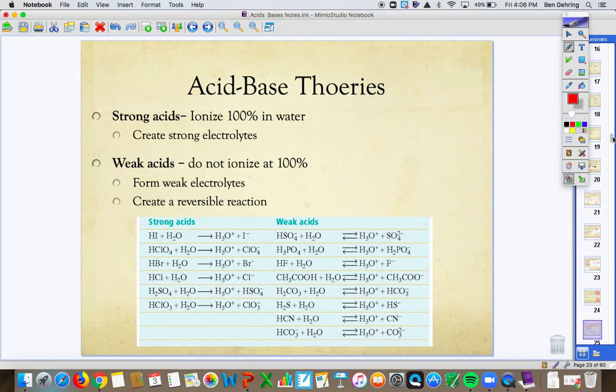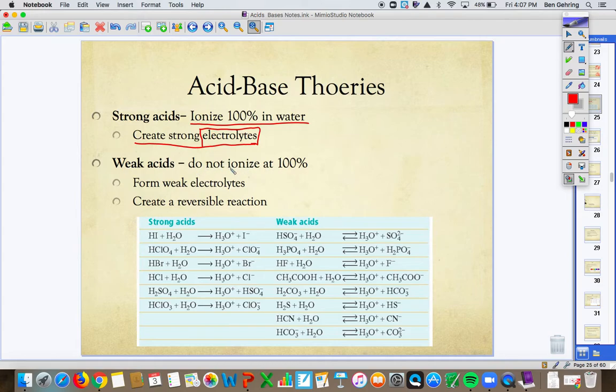So just a couple more things, then we'll be done for the day. But strong acids. We have strong acids, weak acids, strong bases and weak bases. Your strong acids ionize 100% in water, so they completely dissociate into their respective ions, and these create strong electrolytes. All strong acids are strong electrolytes. If you think back, remember, electrolytes are substances that conduct electricity when dissolved in water. So all of your strong acids form strong electrolytes and are good conductors of electricity when dissolved in water.